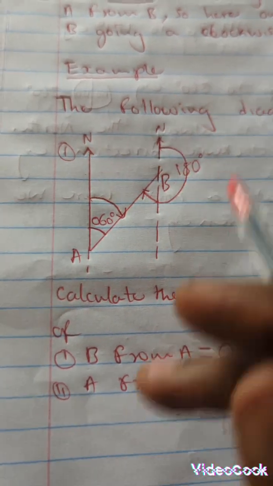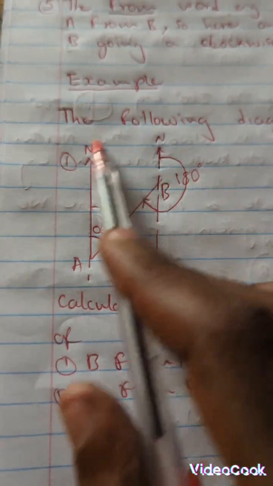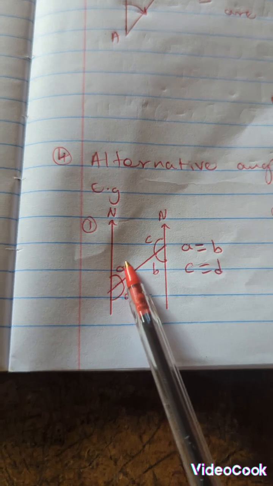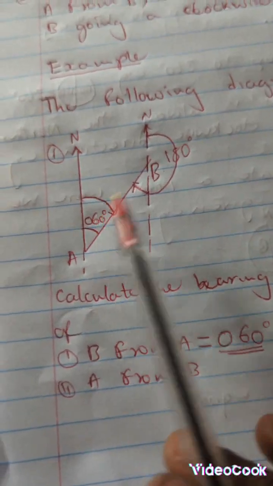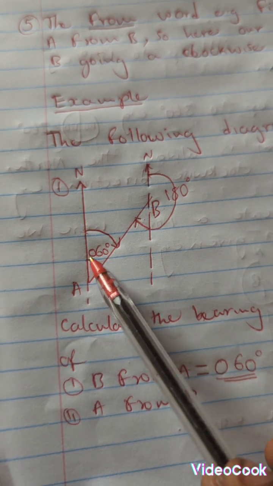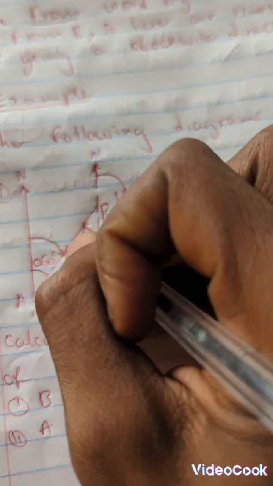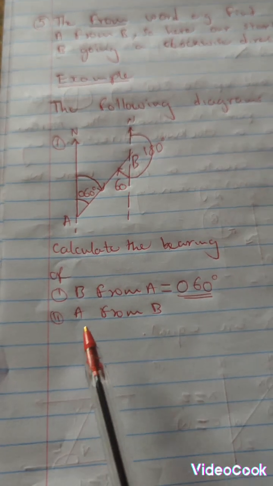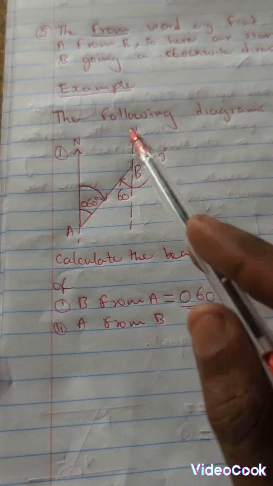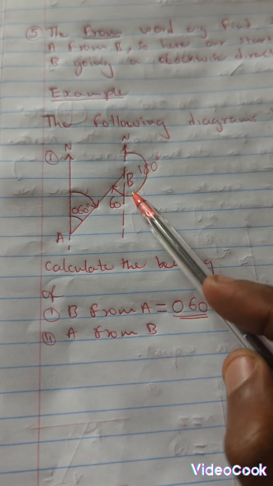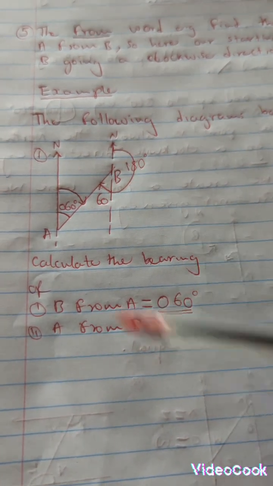Then this diagram of the first rule. So if this is 60, even this angle is 60. When we follow the alternate angles, the Z rule, if this is 60, also this angle is 60. So for us to find the bearing of A from B, we need this entire thing.